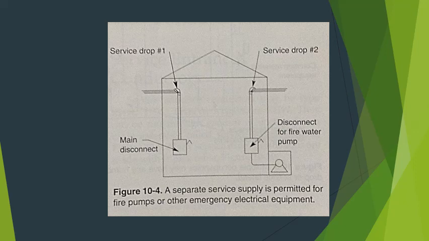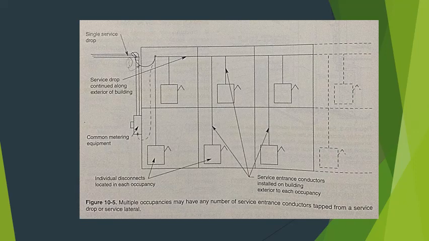Sixth, if different voltages and phases may be required within the same structure, additional services are allowed. The number of service entrance conductor sets. Since the basic rule is that each building will have only one service drop or service lateral, the usual service installation will only have one set of service entrance conductors.